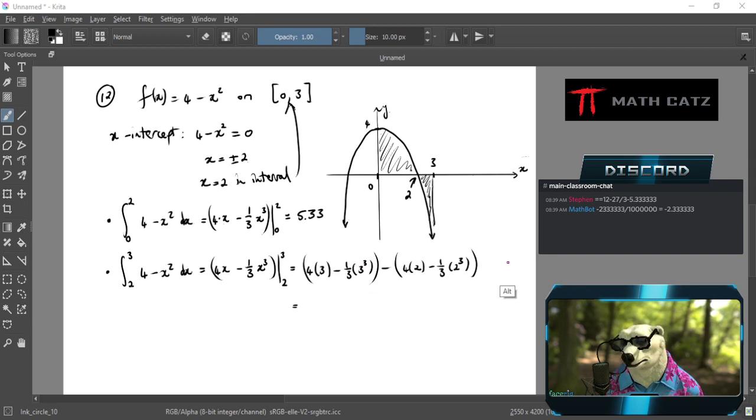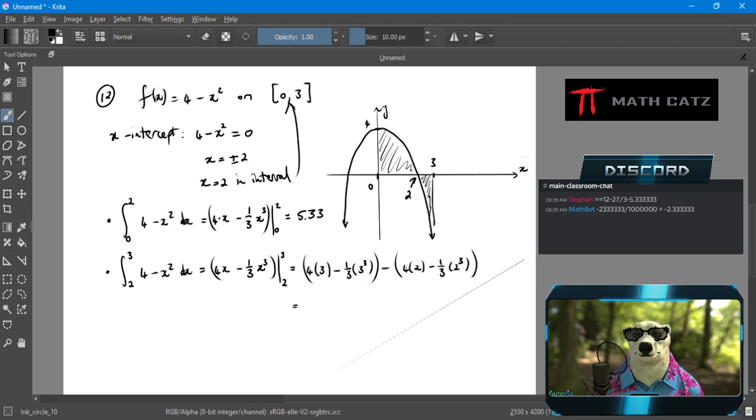Now I already know what this second bracket is. Whoops. Because when I plug in a 2, it's the same as the second bracket. So my answer is negative 2.33. And you see, as we suspected, some of this total area that I'm looking for is positive, some is negative. So then I can go and say, let's ignore those negatives.